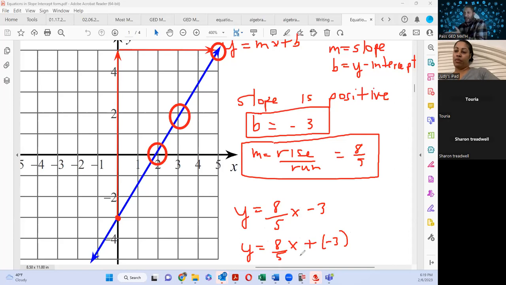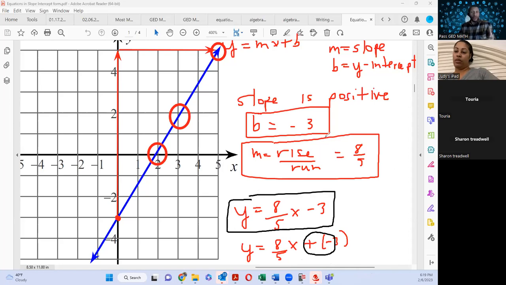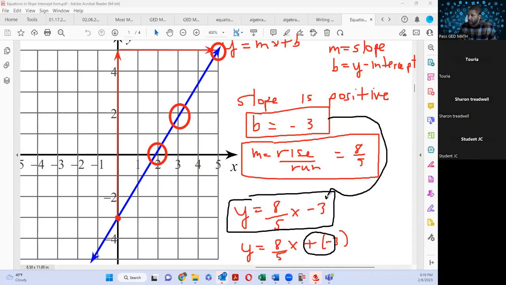You're not going to see plus or minus 3. What does a plus and a minus make? A minus. So what you're going to see is this. You don't have to say plus minus. All you got to know is when you got that y-intercept right there and that slope right there.